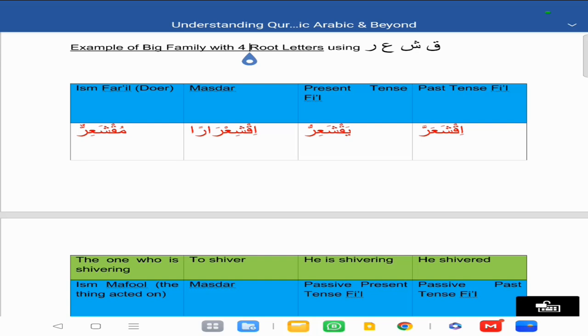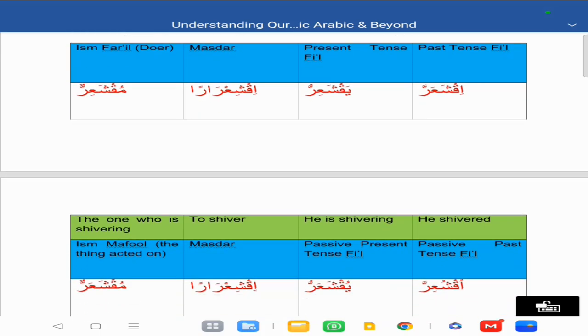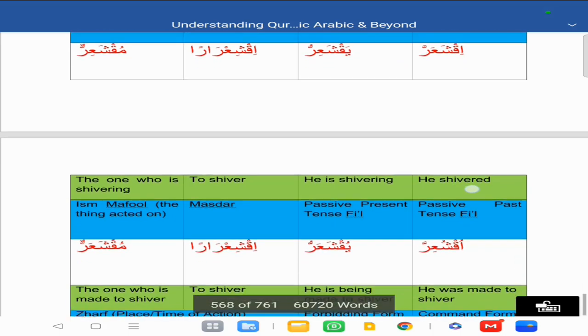So an example of a big family with four root letters: the first root letter is qaf, the second is sheen, the third is ain, and the fourth root letter is ra, which means to shiver. So the past tense is iqsha'arra, so he shivered. The present tense is yaqsha'irru, he is shivering. The masdar, you can see the two ra's have split, iqshi'raran, to shiver, and the ism fa'il is muqsha'irrun, the one who is shivering. So from the present tense to the ism fa'il, the ya turns to a meem with the dhamma, then make it heavy. And just note, as I said before, in the past tense we've added an extra alif with a kasra at the start and a shadda at the end to the four root letters.